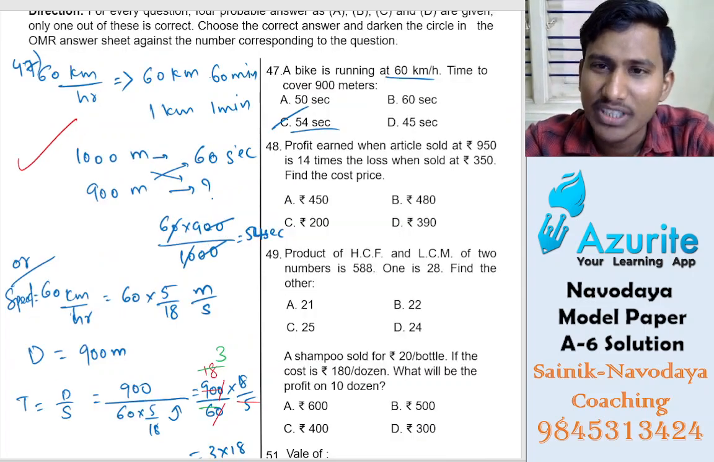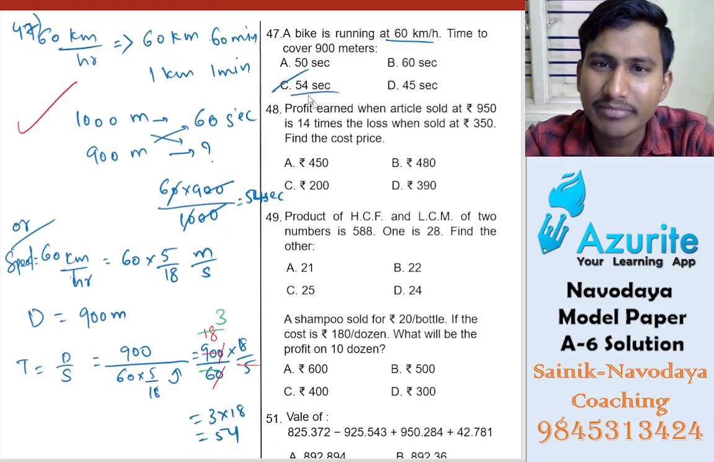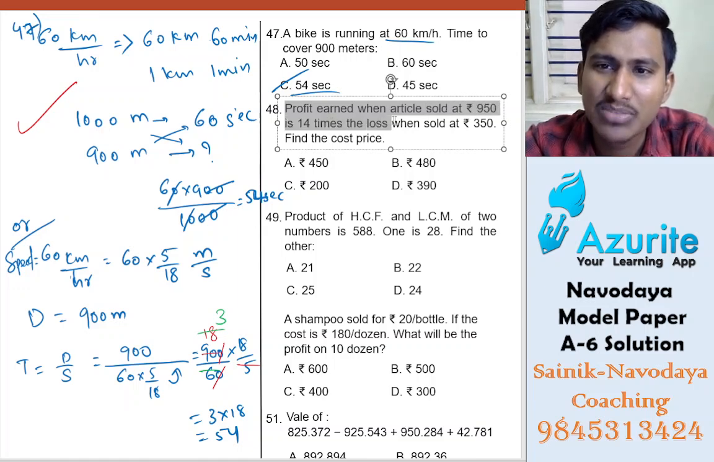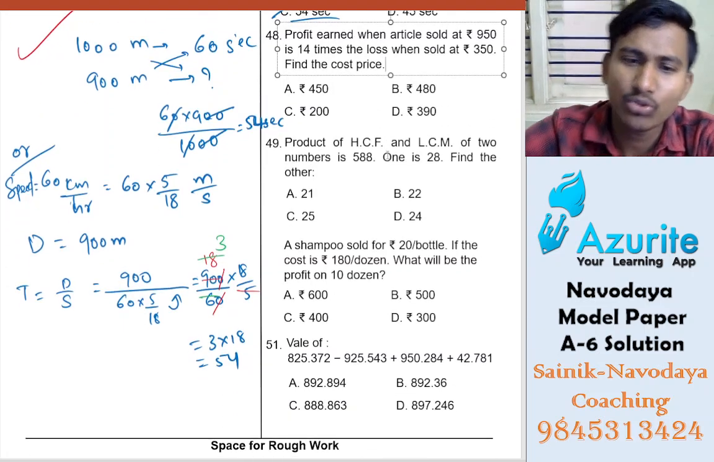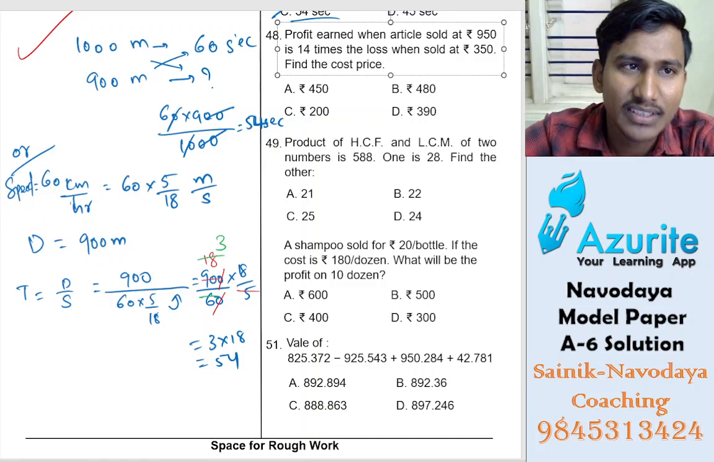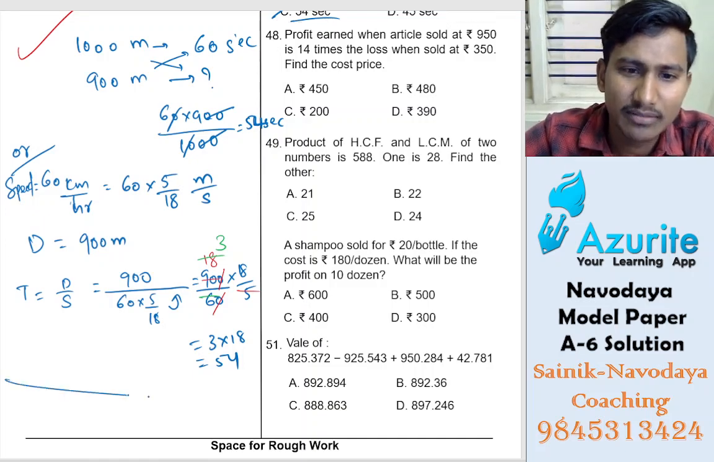Okay, next, question 48 is also a little tricky. So what is the question? Profit earned when an article is sold at 950 rupees is 14 times the loss when sold at 350 rupees. Find the cost price is the question. So question 48, right? How do we do 48 now? Yes. So see here.